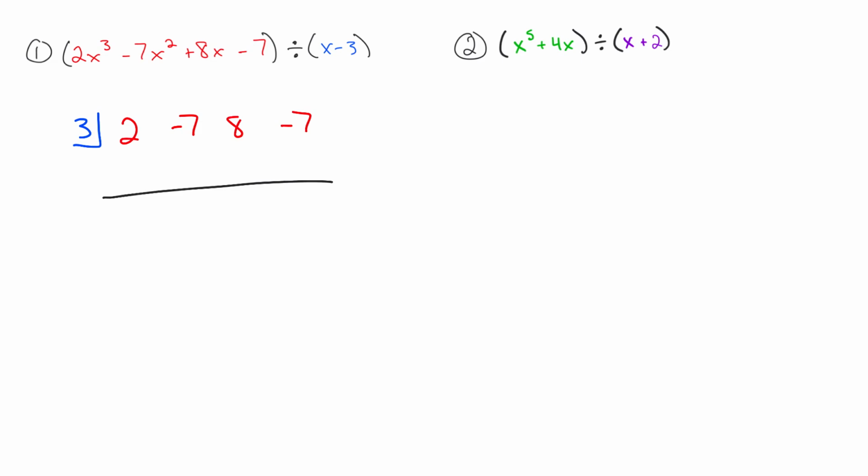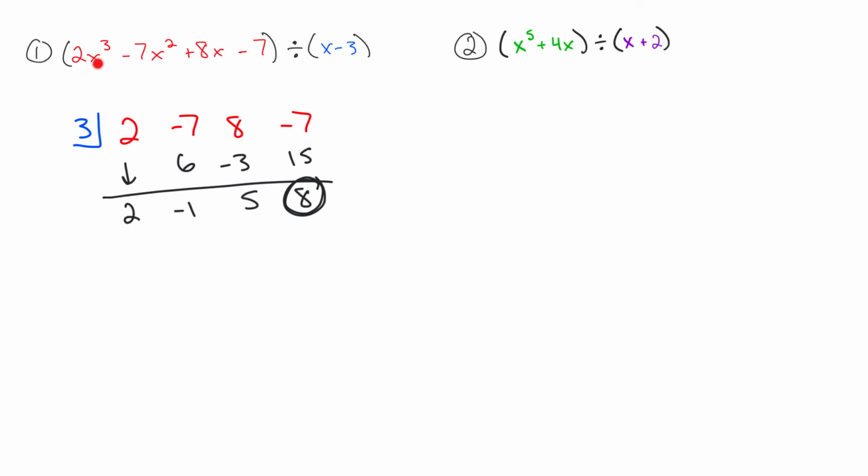There is no number underneath the 2, so I bring that straight down. 2 times 3 is 6. Negative 7 plus 6 is -1. 3 times -1 is -3. 8 and -3 add together to get 5. 5 times 3 is 15. Negative 7 and 15 combine to get me an 8. This is going to be my remainder, so I'm going to circle it.